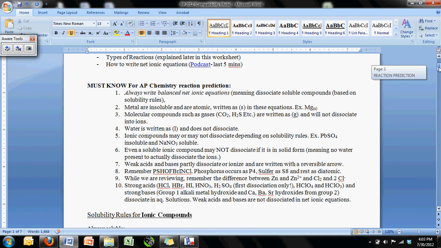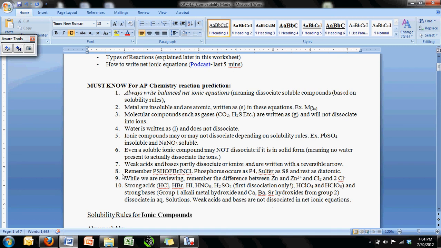So that was solubility rules. So you know what to do with molecular compounds. They don't dissociate. Ionic compounds may dissociate depending on solubility rules. What about acids and bases? Strong acids, and you must memorize this list. These acids always dissociate. And strong bases, group 1 and 2 hydroxides except for beryllium and magnesium are all strong bases. They dissociate. Weak acids and bases, we don't dissociate in net ionic equation. There's an equilibrium which will be covered in weak acid base situations.